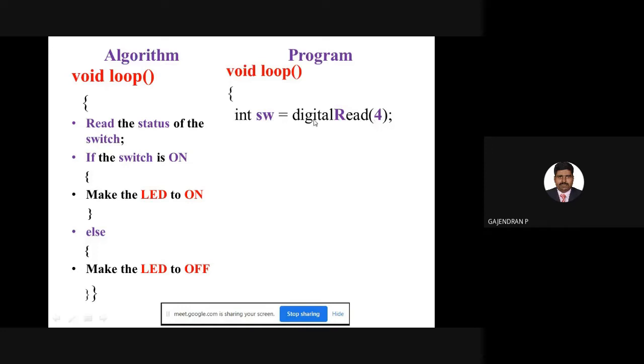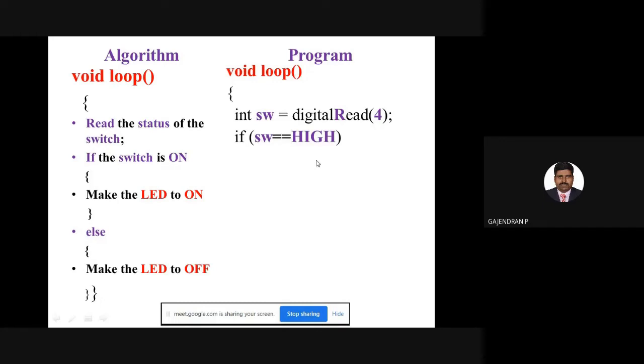Immediately I am going to read the status of the switch. Since I have connected the switch in pin number 4, I am going to read the status of pin number 4. I am going to store the status in my variable called SW. Hereafter the things are very simple. I need to compare with the logical state. So here I am going to compare with the logical statement as high.